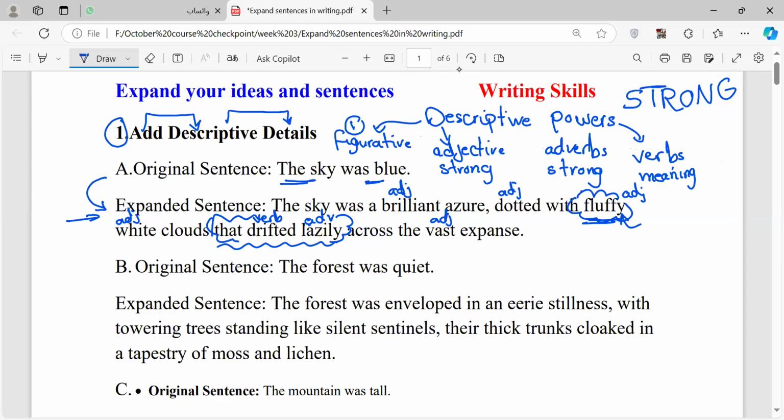To be a complete sentence. To do what? What's the question? Why, Yusuf, don't you know the question? No, I know, Mr. Why in this sentence the writer used fluffy and drifted lazily. Yes, this is the question. So, to make a complete sentence? No.